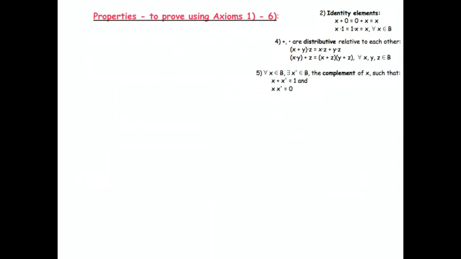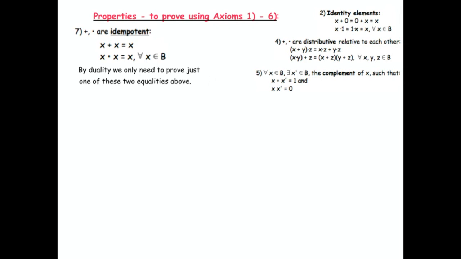Okay, so here we have 2, 4, and 5. And we're going to try to prove the properties. The first property is property number 7. We're going to try to prove that OR and AND are idempotent. Effectively, what it means is that X or X is still X, and X and X is still X for all X's in the set. So that's the idempotency.